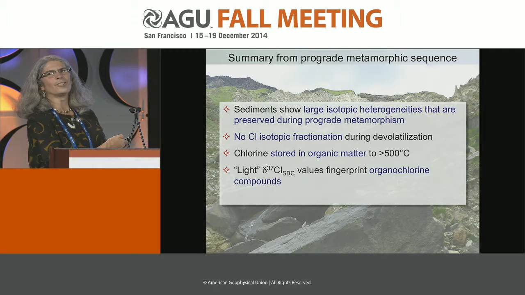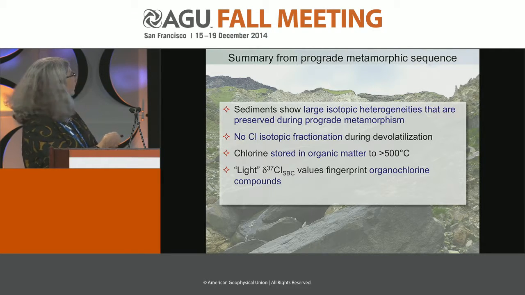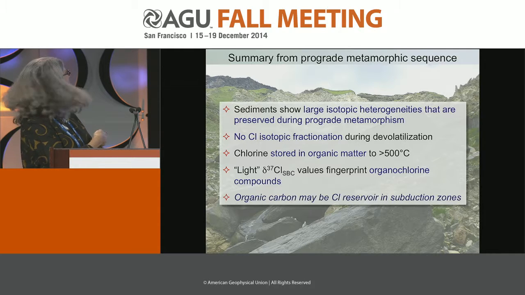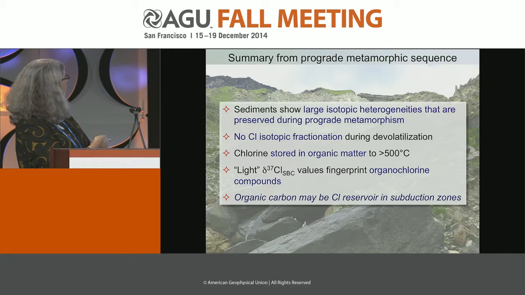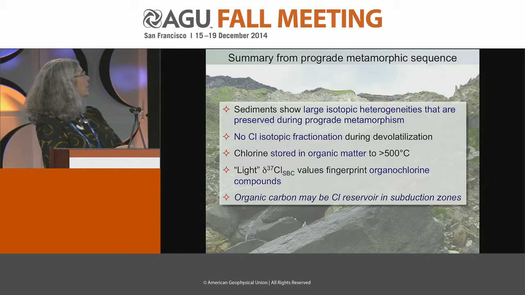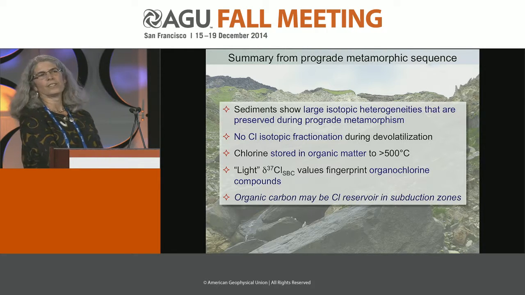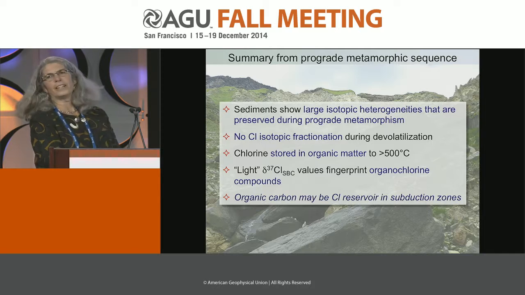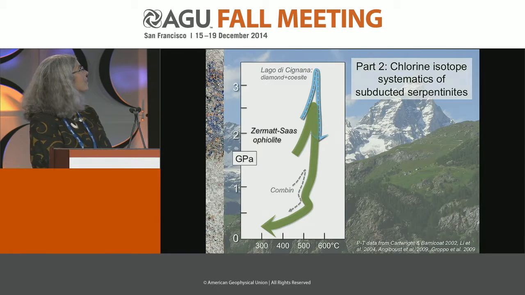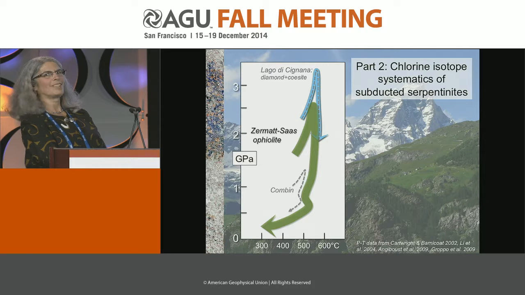And some of these organochlorine compounds might give an isotopically light signature to the rocks that contain them. It's been a puzzle for a while how we make isotopically light compositions, and this may be part of the answer right here. And I'm going to come back to this at the very end. I think organic carbon may turn out to be an important chlorine reservoir in subduction zones, so that chlorine might be tied to the carbon cycle as well as to the water cycle at convergent plate boundaries. All right, that was a lot.